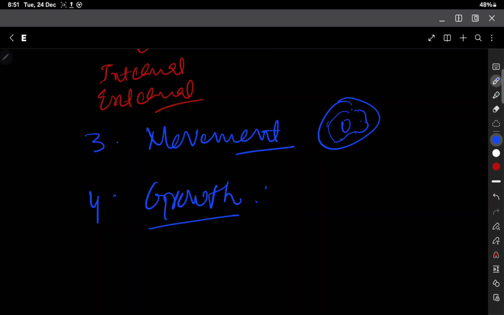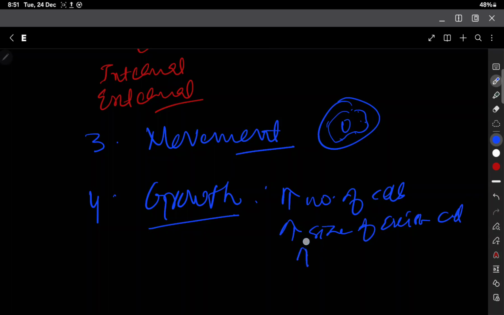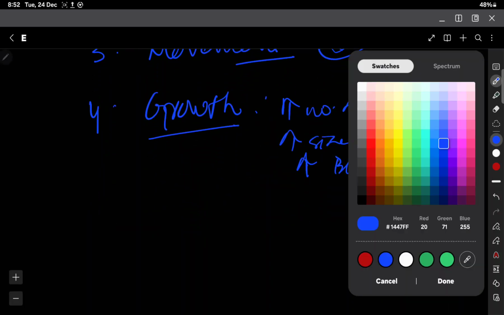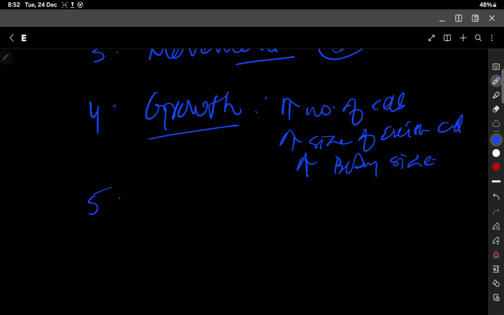Growth means increase in body size, or increase in size of an existing cell, or increase in the number of cells. So increase in body size, or increase in the size of existing cells, or increase in number of cells, or both. That will be called growth. So it is an important basic life process. Okay. So after growth, the fifth one is differentiation.